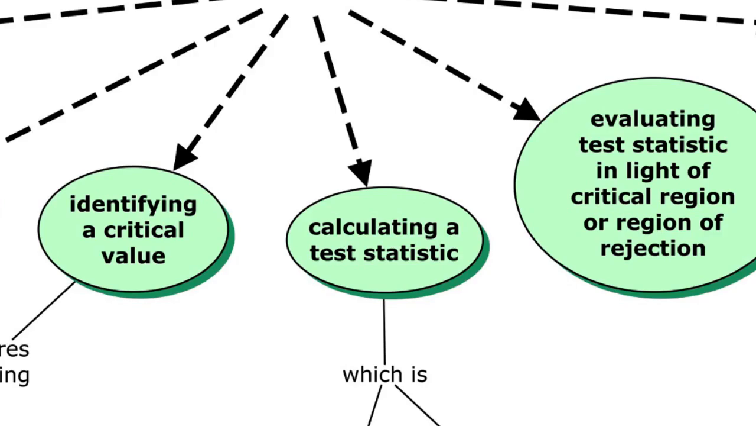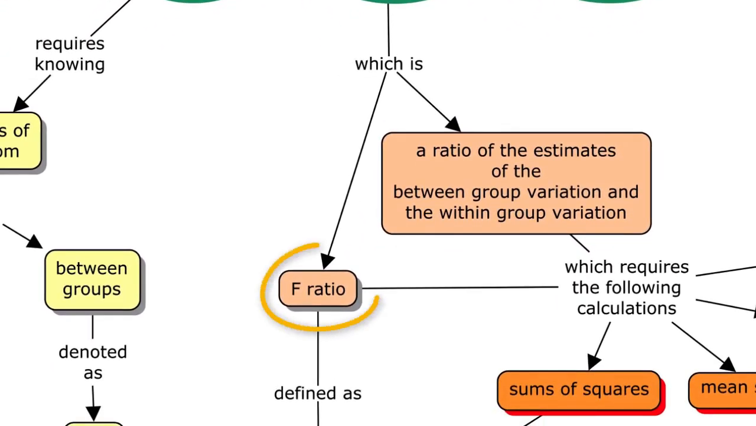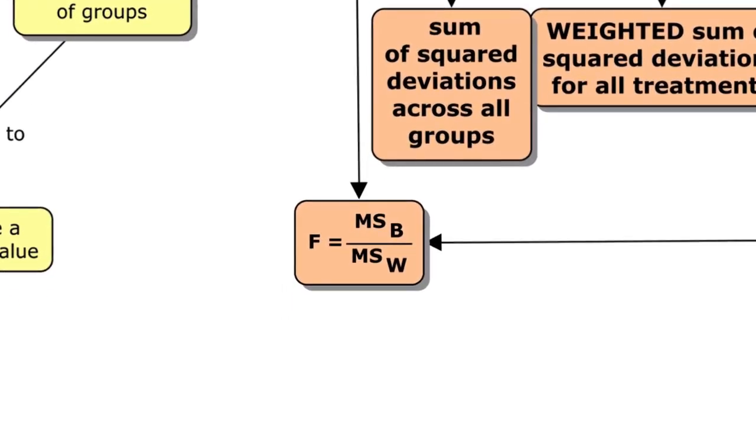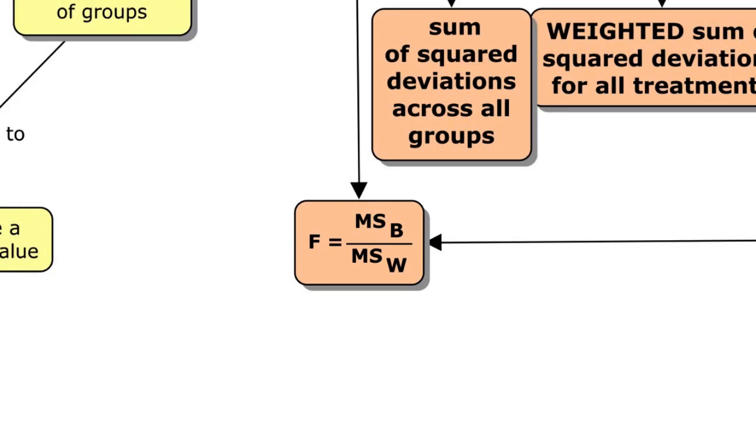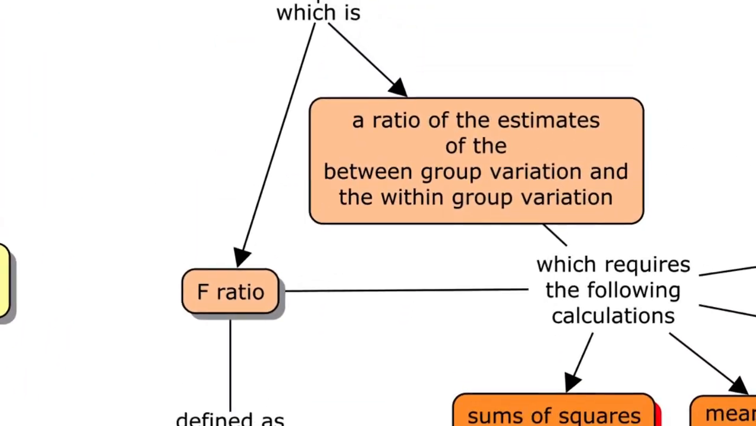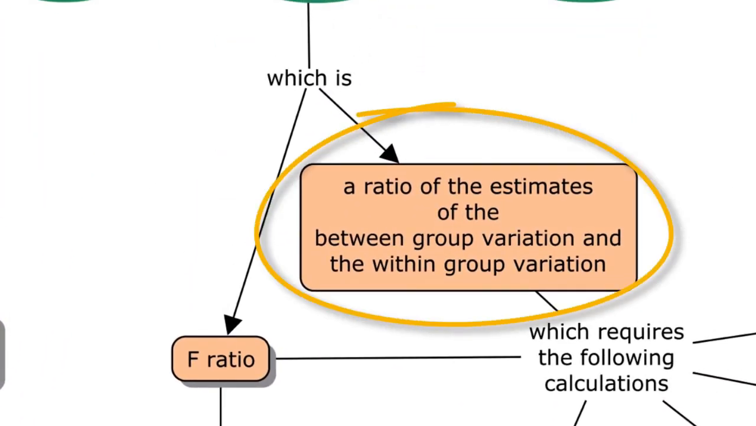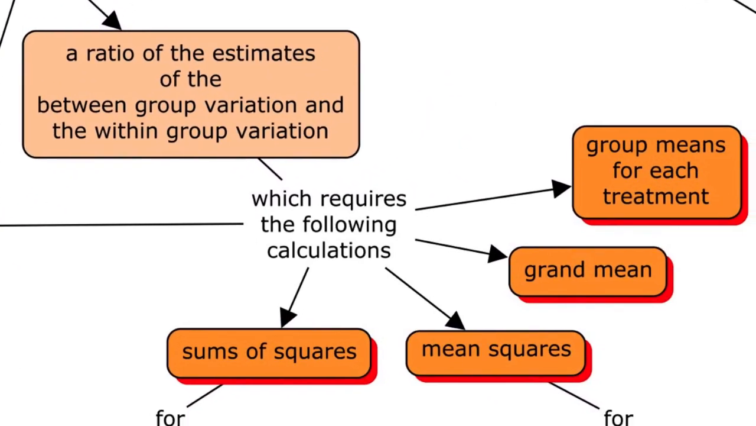The test statistic has a name and is referred to as the f-statistic or f-ratio, and it is defined as the mean sum between divided by the mean sum within. To calculate this expression, this ratio, we need to go through a few different steps. But all in all, we are calculating a ratio of the estimates of the between group variation and comparing it with the within group variation. To do this, we need to do a number of different calculations.